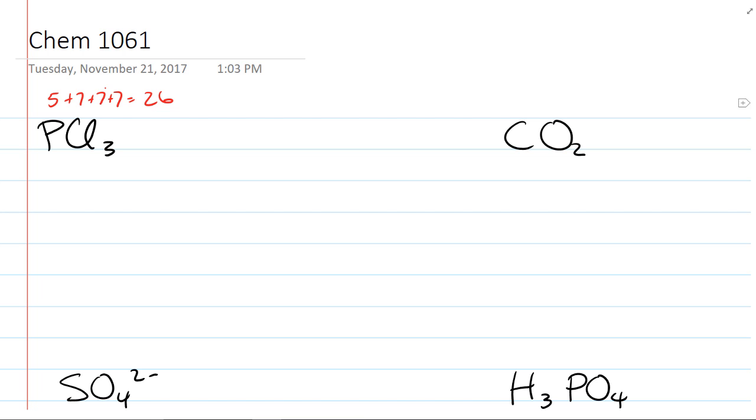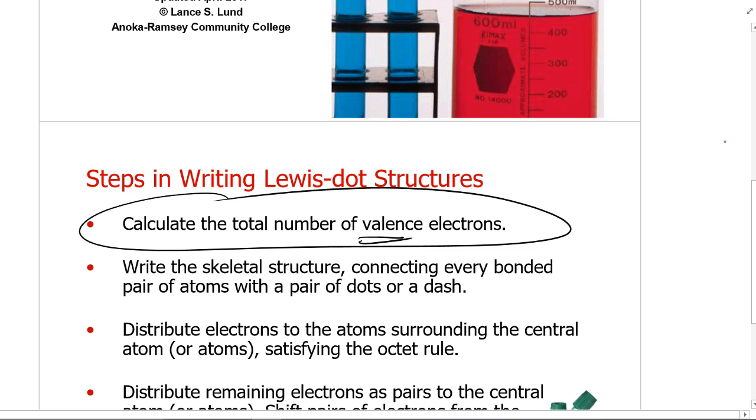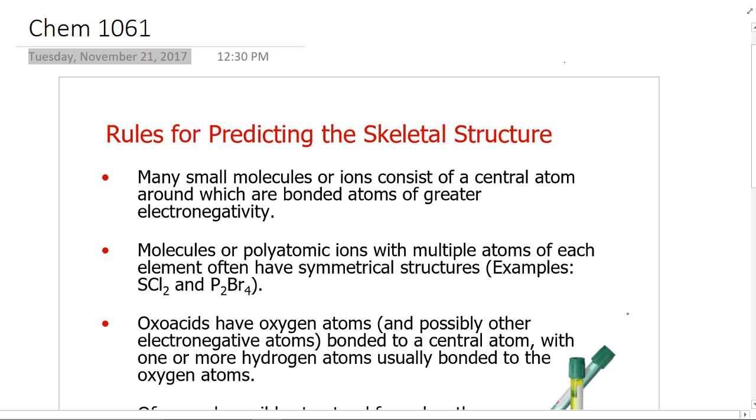All right, then we go to rule number 2. Rule number 2 says write the skeletal structure connecting every bonded pair of atoms with a pair of dots or a dash. Now, if we're going to write the skeleton structure, we go to the next page, and it tells us how we might predict what that skeleton structure would be. It says, many small molecules or ions consist of a central atom around which are bonded atoms of greater electronegativity.